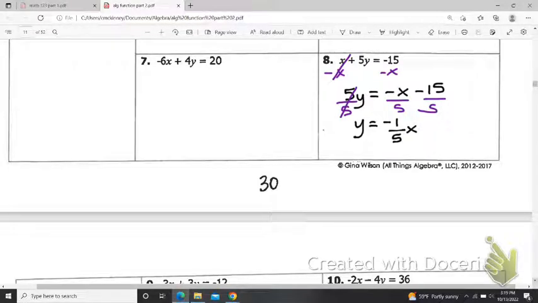Many times people think this is a whole number. It's not a whole number because the 1 is on top, the 5 is on the bottom. And then negative 15 divided by 5 is negative 3. That part I feel like is the easy part. All right, so we're going to turn the page over and do just a couple more examples.